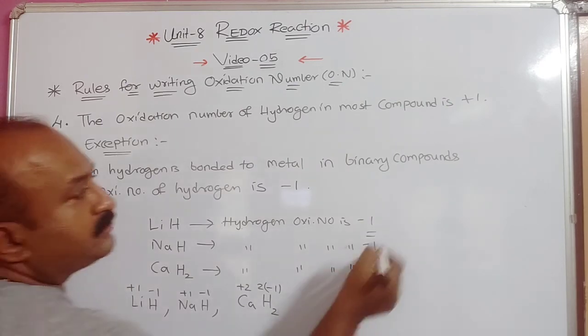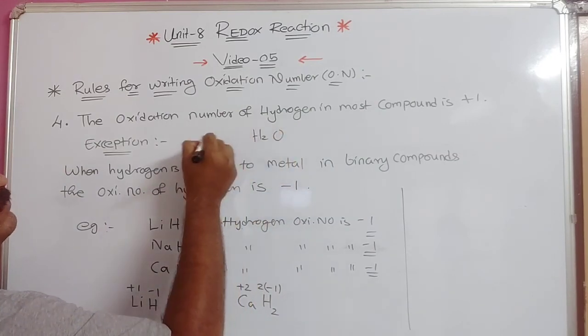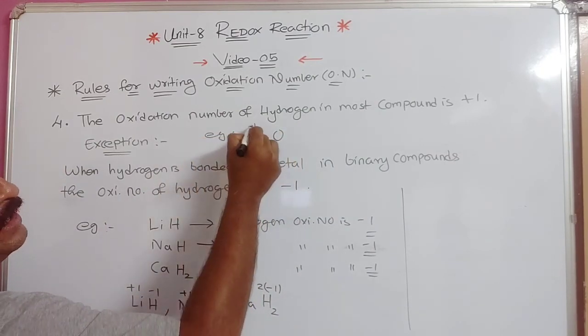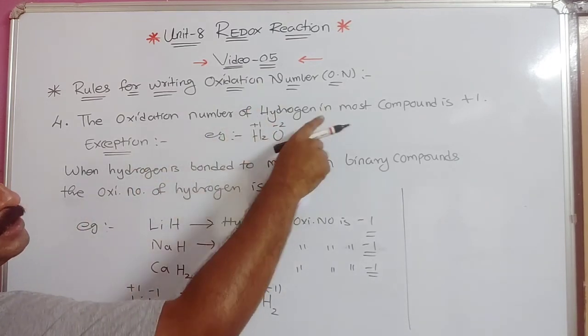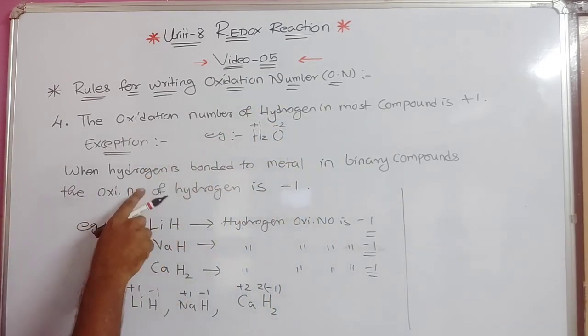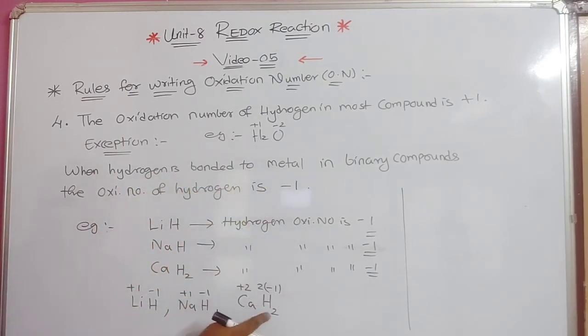Where it is +1, as I said, in most compounds, for example in a water molecule, hydrogen is +1, oxygen -2. So in most compounds it is +1, but an exception is there. When hydrogen is bonded to metal, the oxidation number of hydrogen will be -1. Okay, so these are rule number 3 and 4. So we will stop here. Next time we'll continue with the other rules.